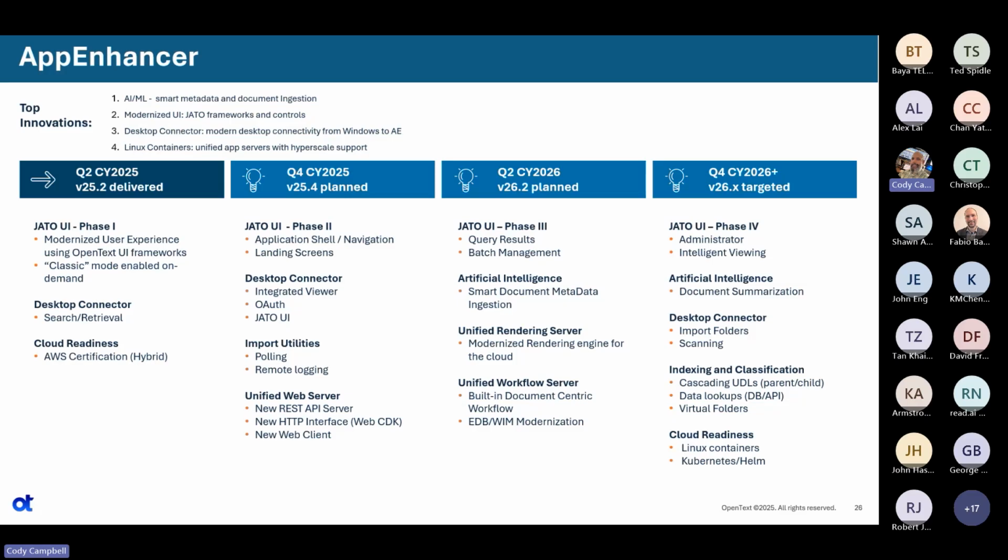So that's what we're hoping for with the smart metadata ingestion and document processing. And then the unified workflow and render server, that's just what that is: modernizing the EDB WIM, modernizing our render engine for the future. As we move further out, it's about bringing that JATO capability to the administrator and bringing intelligent viewing to the product.